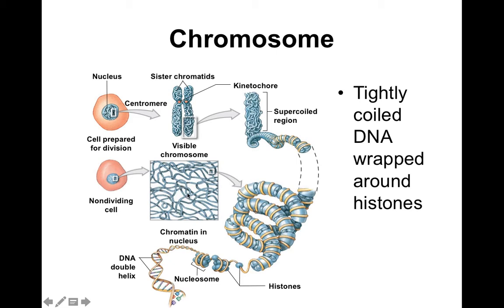So if we were to go through cell division and just pull the DNA to either side, the DNA would break and we would have mutations in the cell, and we don't want that. So we compact them into chromosomes and sister chromatids.